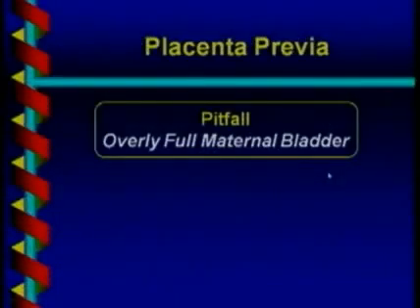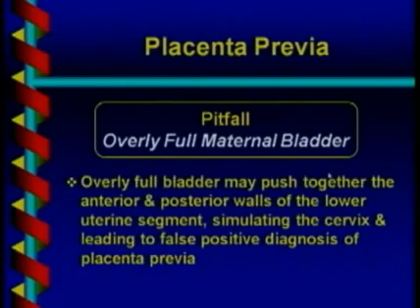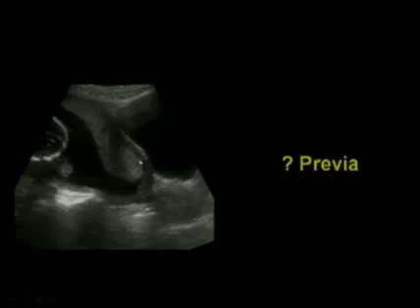Another potential problem or pitfall is an overly full maternal bladder. The overly full bladder may push together, squeeze together the anterior and posterior walls of the lower uterine segment, which can simulate the cervix and lead to a false positive diagnosis of placenta previa. And here is such a case. Here on this image, this is a transabdominal view. There's the placenta, amniotic fluid. This looks like the cervix, and if so, the placenta is covering a good part of it, right about to where you'd expect the os to be. So this would be at least a marginal previa.